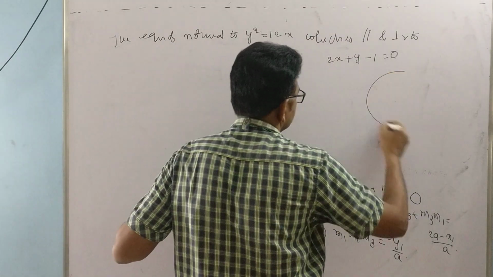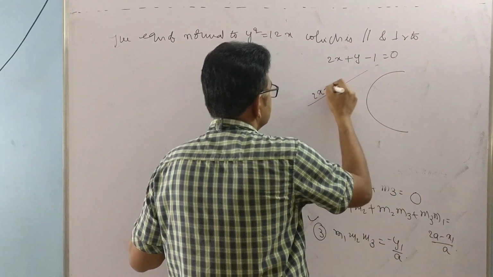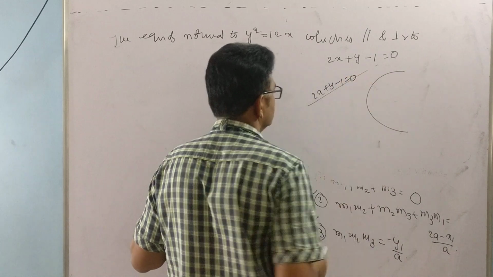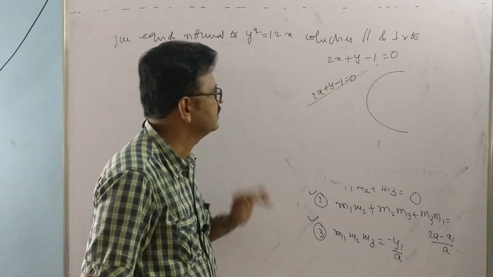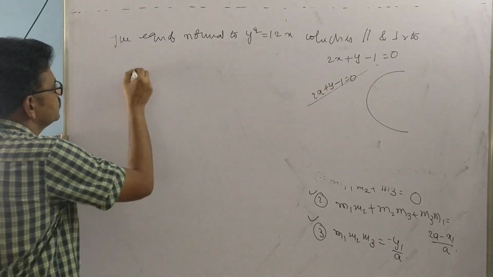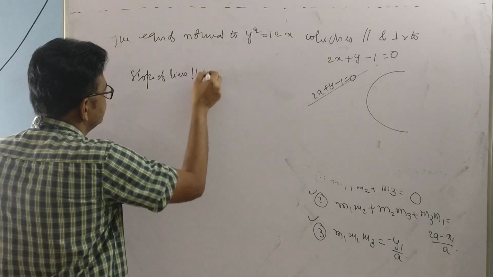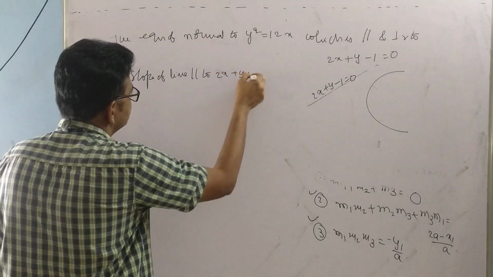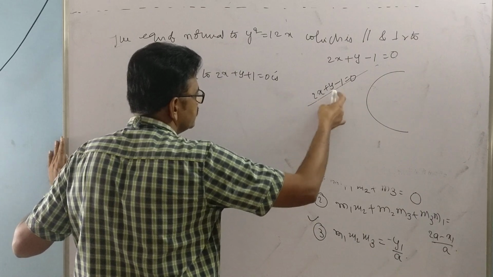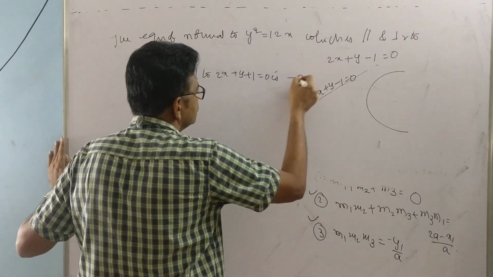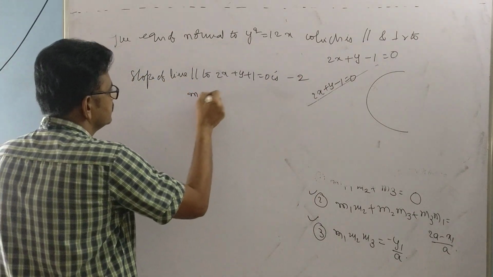So this is the parabola. Suppose this is one line. This line is 2x plus y minus 1 equal to 0. Now we are finding the equation of normal to the parabola which is parallel to this one. Now the slope of the line parallel to 2x plus y plus 1 equal to 0, what is the slope of the line? Minus a by b. So what is the slope of the parallel line? That is also minus 2. Now therefore m equal to minus 2.